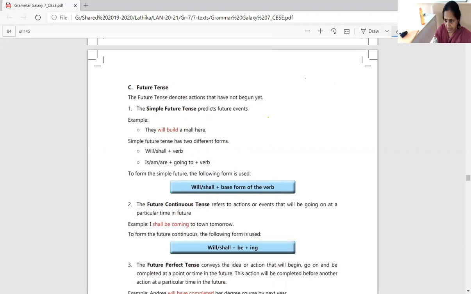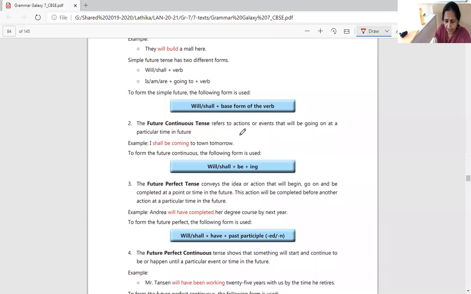Okay. Next we go to future continuous tense. Now, future continuous tense refers to actions or events that will be going on at a particular time in the future. So, it is going to take place in the future and it will be continuing for a certain period of time. I shall be coming to town tomorrow. So, it is going to happen. Okay, how will you form the future continuous? I will or shall plus be plus the ing form of the verb.